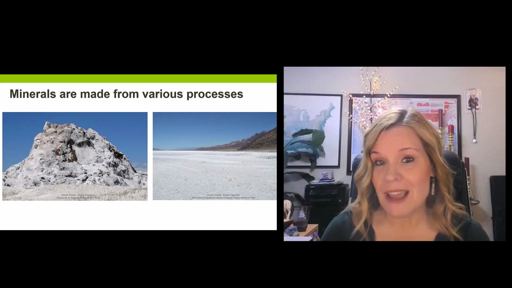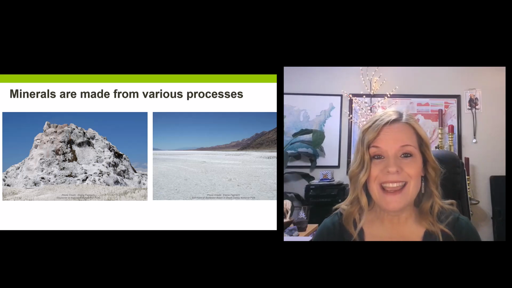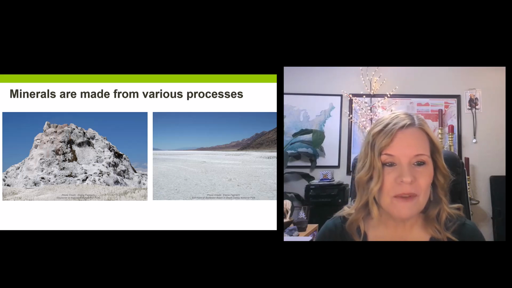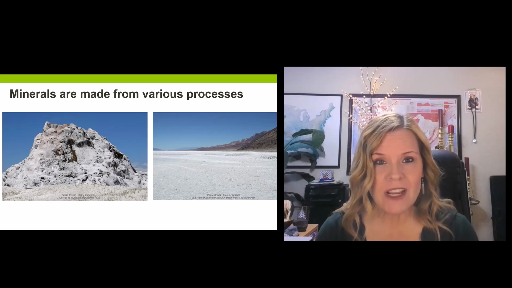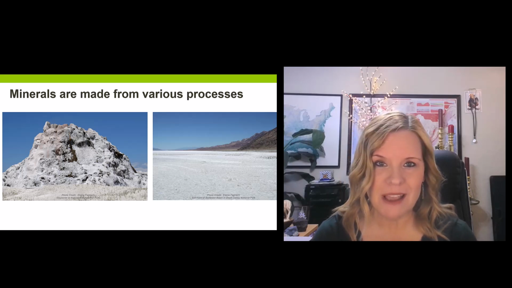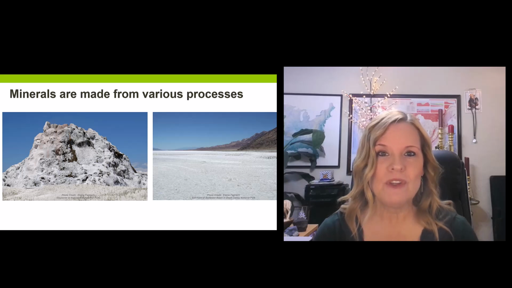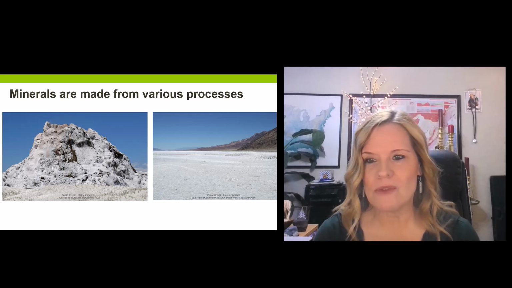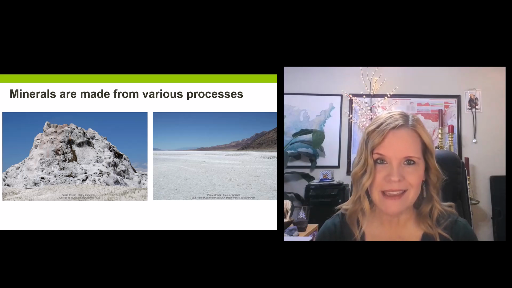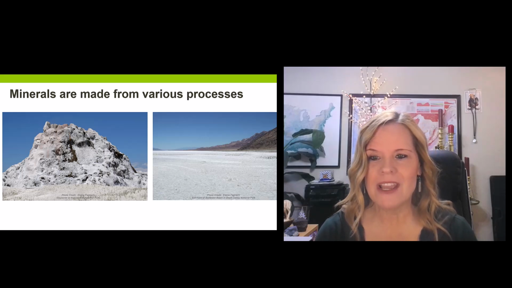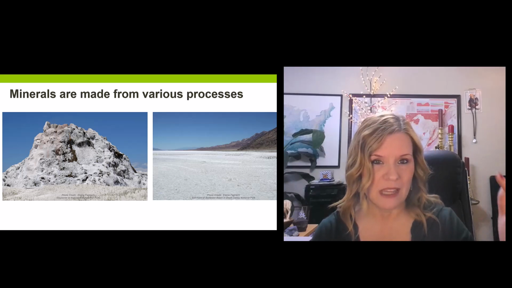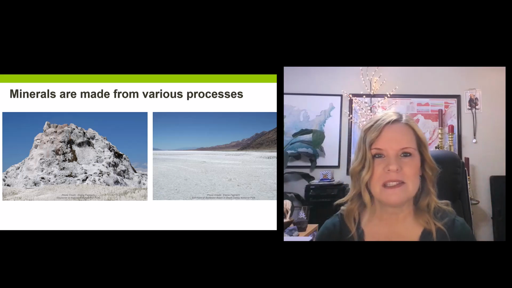For example, on the left picture, you see a hydrothermal feature known as a geyser. The heat from that feature mixed with hot water and the minerals it comes in contact with creates some new minerals in that procedure. On the right, you see a place called Badwater Basin in Death Valley National Park. Those are evaporite deposits where water was standing and it evaporated and left behind solids.